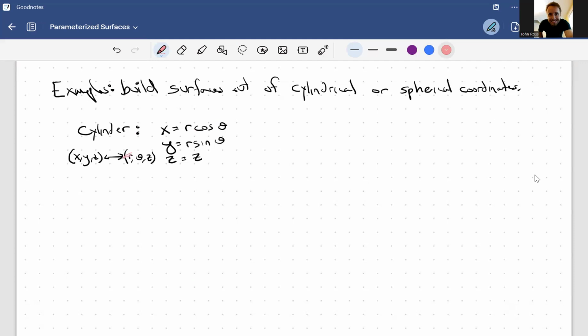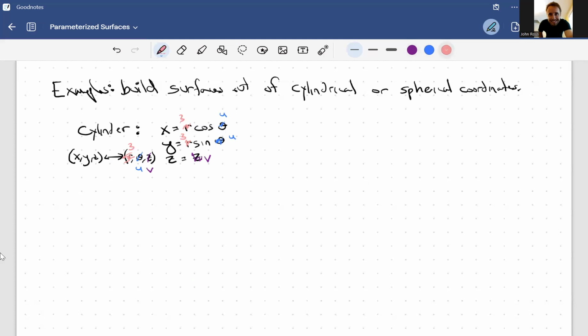And so let's fix r, I think is probably the favorite to start with. Let's fix r and let's make it just the number 3. So everywhere up here, I'm going to fix it with a 3. And notice now I only have two variables. I have theta and I have z, and I'm going to let those things be my u and my v for my parameterized surface. So we'll let x be equal to 3 cosine of u, we'll let y equal 3 sine of u, and we'll just let z equal v.